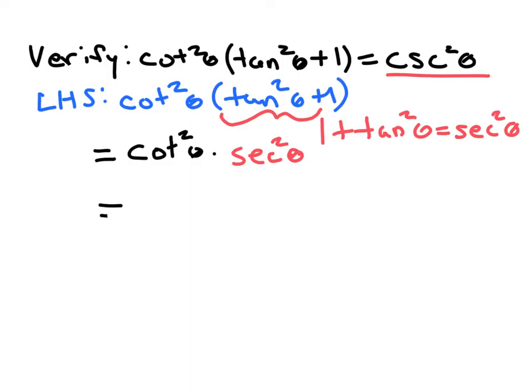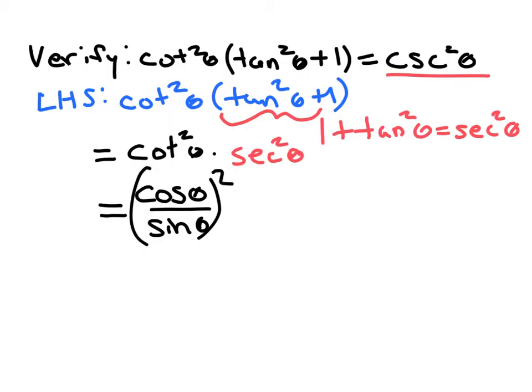So if there aren't any obvious steps and you're dealing with things like cotangent and secant, a good strategy is to rewrite them in terms of sine and cosine. Cotangent, remember, is the reciprocal of tangent. So if tangent is sine over cosine, cotangent is cosine over sine. And we have it squared, so this whole thing is squared. That's cotangent squared, times secant, which is 1 over cosine. And that's secant squared, so we have this whole thing squared.